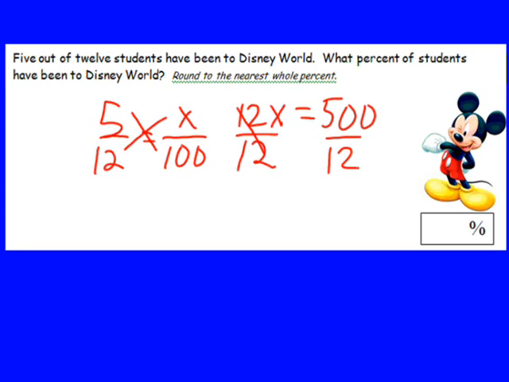Then all we need to do, and I'm going to use a calculator here, is 500 divided by 12. We're going to round this to the nearest whole percent. On the calculator it's 41.6, and that's really the only number that I need to look at. So to the nearest whole percent, it's 42%. So 42% of those students have been to Disney World.